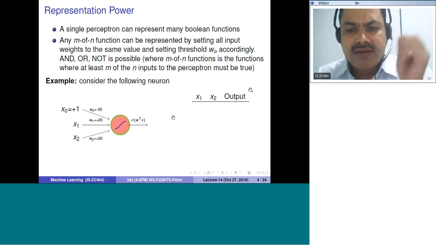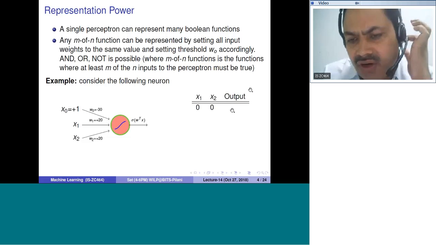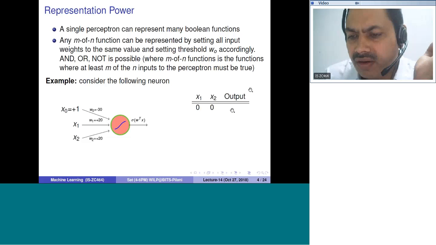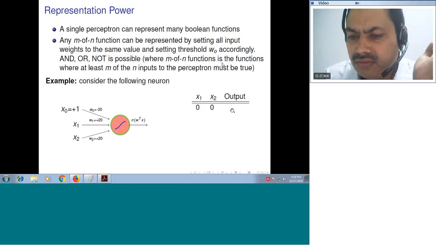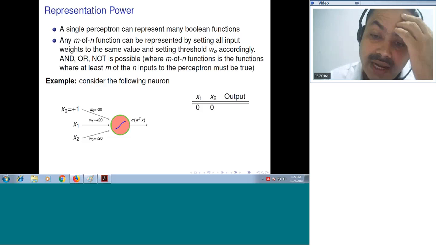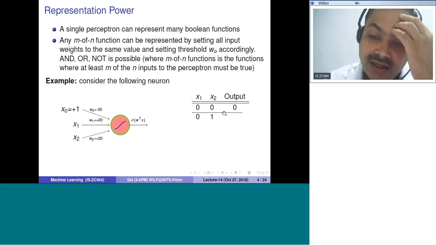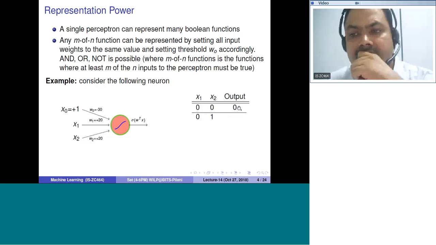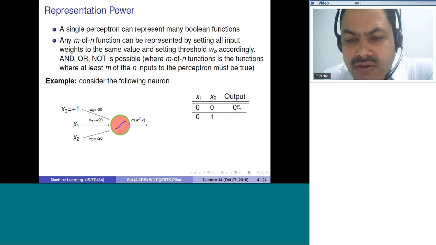All right. So when the input is 0 0, can you tell me what is the output? The summation is minus 30. All right. So if it is minus 30, then the output should be 0 because it's negative. For the negative thing, the output is 0.